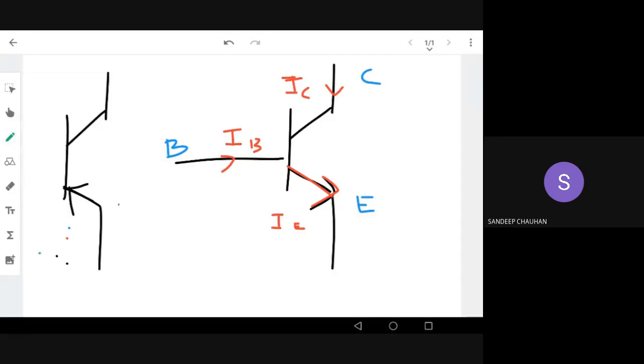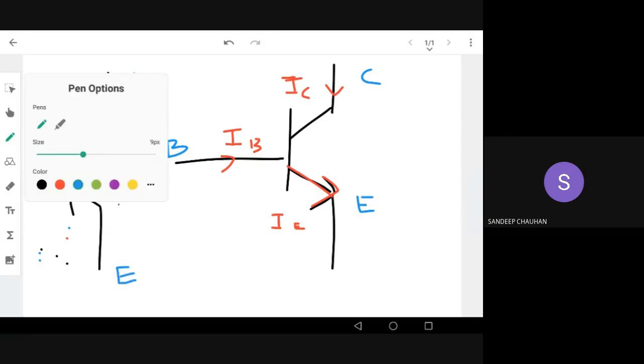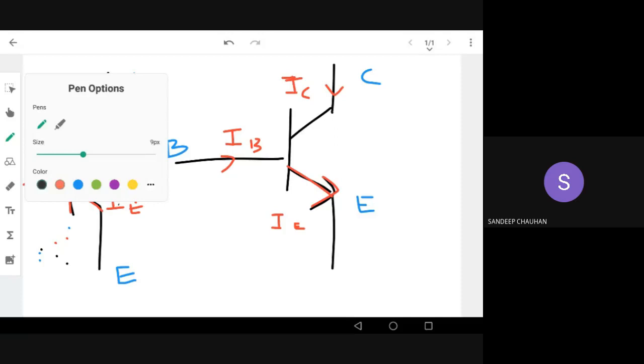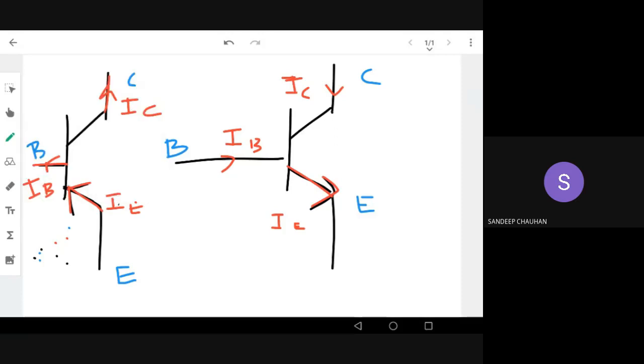The regions of operation remain the same. For example, the base remains the base only, along with the collector and emitter. Now the current direction is just opposite. This is IE, which is divided into IB and IC. So in both of these transistors, the standard equation of the current, by KCL, Kirchhoff's current law, is IE equals IC plus IB.